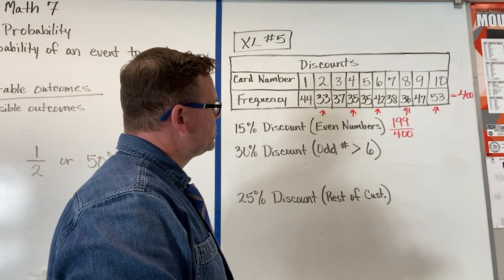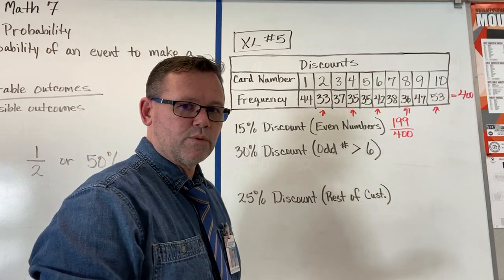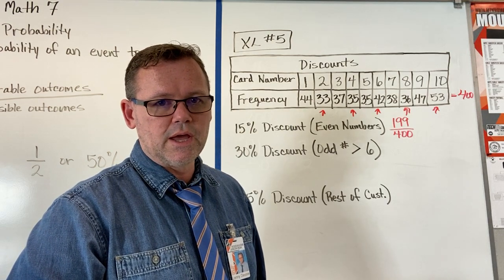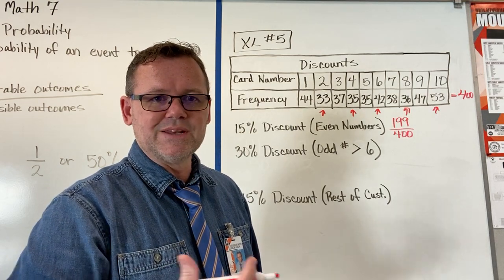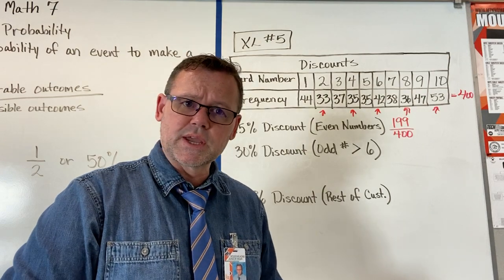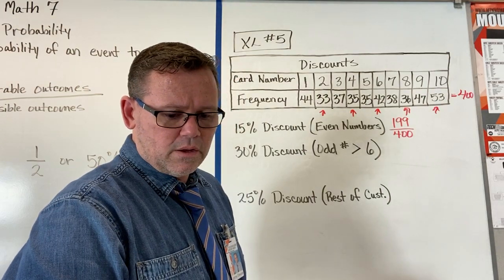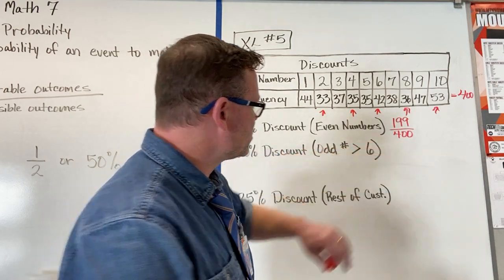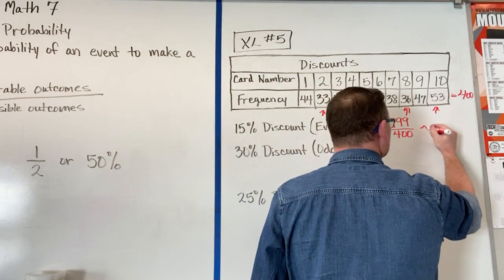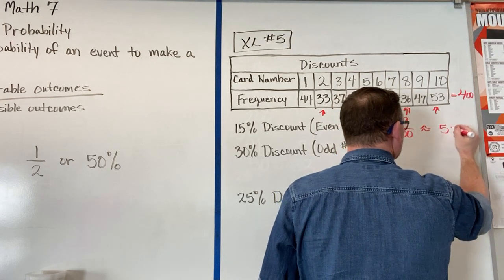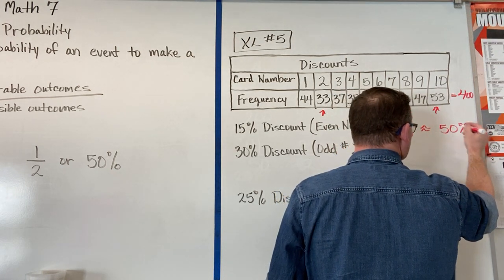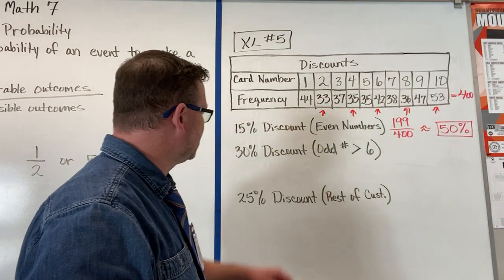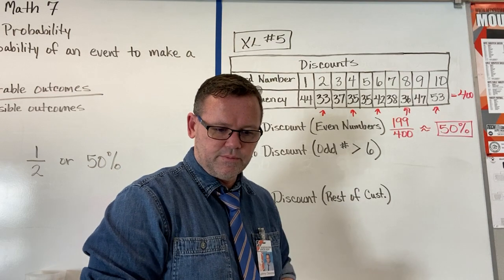And the funny thing is, the reason this is theoretical, guys, is because they don't know if they're going to have 400 customers. Okay? So they set it up this way, but they don't know if there'll be 400 customers that come in. All right? So then that becomes your probability. So this is approximately 50%, right? It's approximately a 50% probability that the customer is going to get a 15% discount.